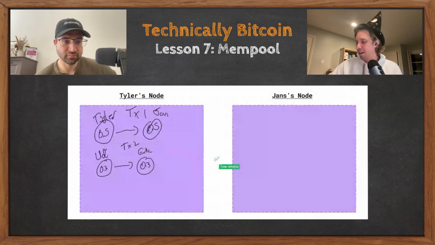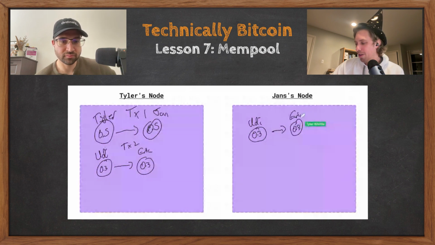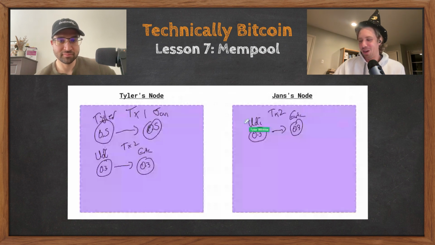All right, so that's the state of my node's mempool. And let's say, Jan, your node's mempool also knows about this Udi to Eric transaction. So it says, yeah, I've also heard about the fact that Udi's sending 0.3 Bitcoin to Eric. But I haven't yet heard about, so this is what we call TX2, the fact that Tyler is actually sending you Bitcoin. That's very exciting, right? You're about to make half a Bitcoin.